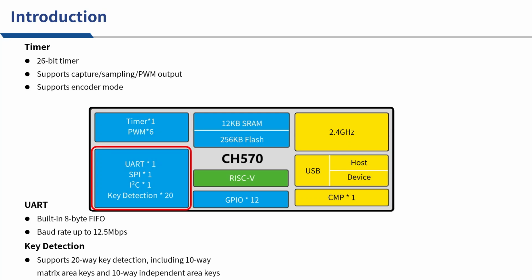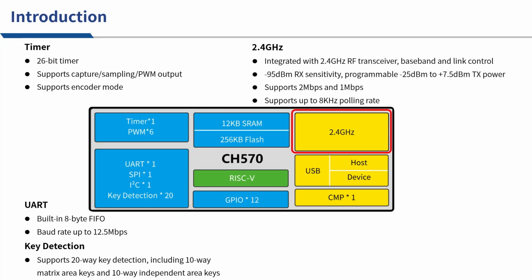CH570 has a built-in UART that supports up to 12.5 Mbps NSPI and an iPhone C. CH570 has a built-in 20-channel key detection function, including 10-channel matrix area keys and 10-channel independent area keys. It supports key detection in sleep mode. CH570 has a RAM size of 12 KB, a flash size of 256 KB, and 12 GPIOs.